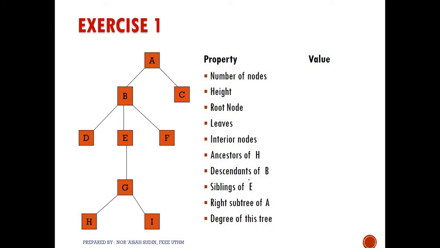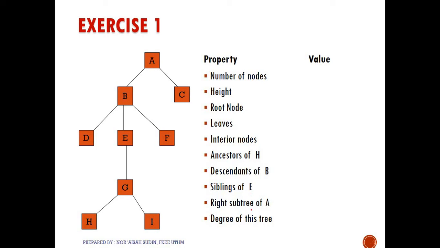What about the descendants of B? Now we go from the top to the bottom. The descendants of B are all the children and the grandchildren, which are D, E, F, G, H, and I. What about the siblings of E? E shares the same parent with D and F, so D and F are the siblings of E.